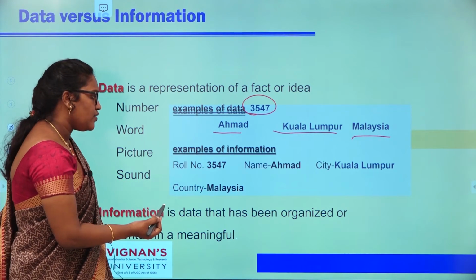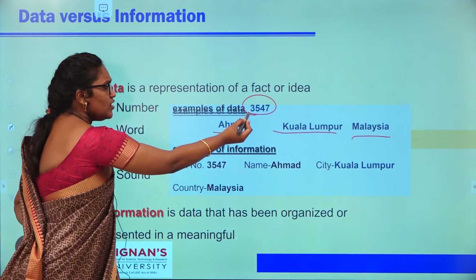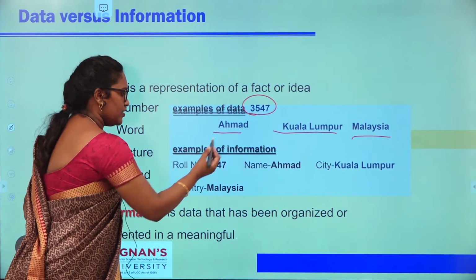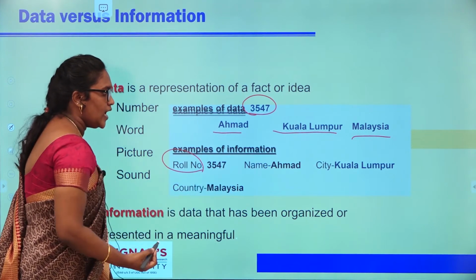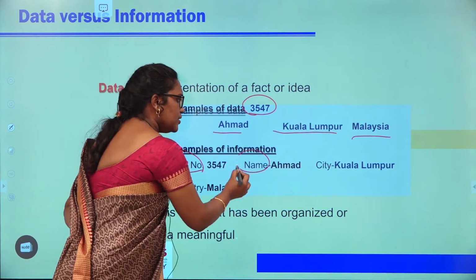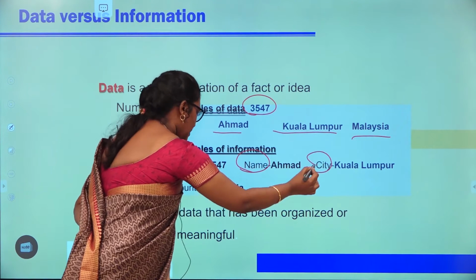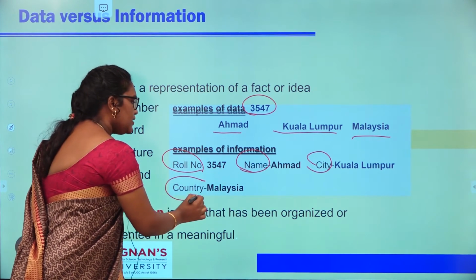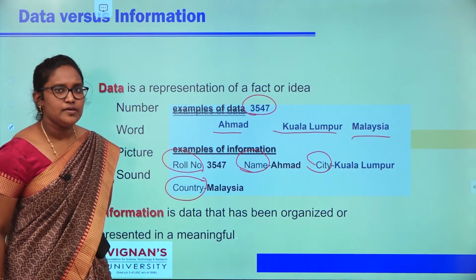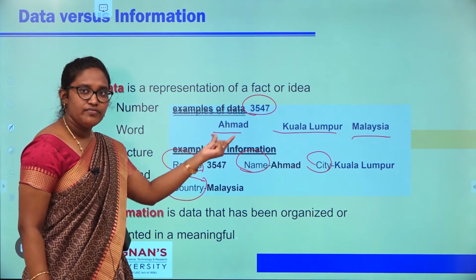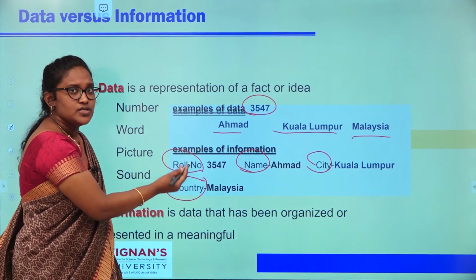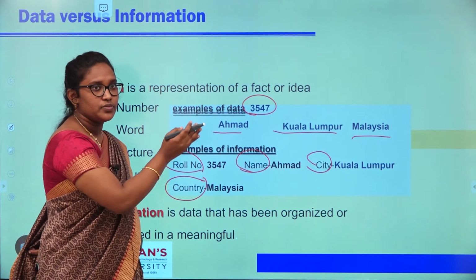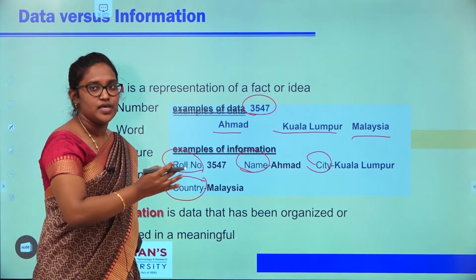In this information, instead of giving 3547, I am giving roll number 3547 and then name Ahmad, city Kuala Lumpur, country Malaysia. That means for each and every word there is an associated tag, right? So this is the difference between data and information.